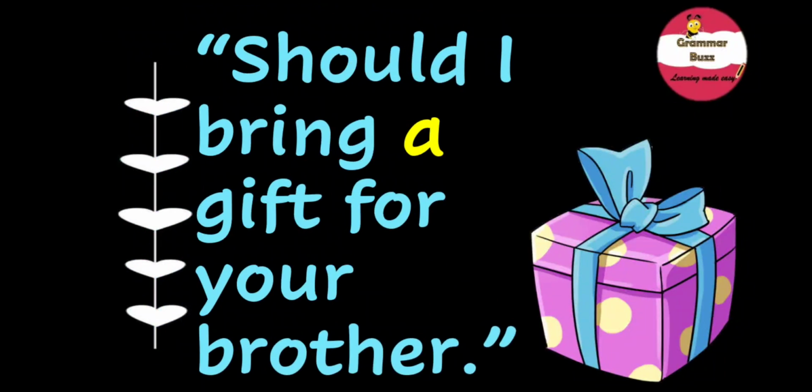Let's give you an example. For example, you might ask your friend, "Should I bring a gift for your brother?" Your friend will understand that you are not asking about a specific type of gift or a specific item. It can be any gift for that matter. We don't know what gift because we haven't got the gift yet. So the article a makes the gift unspecific or general.